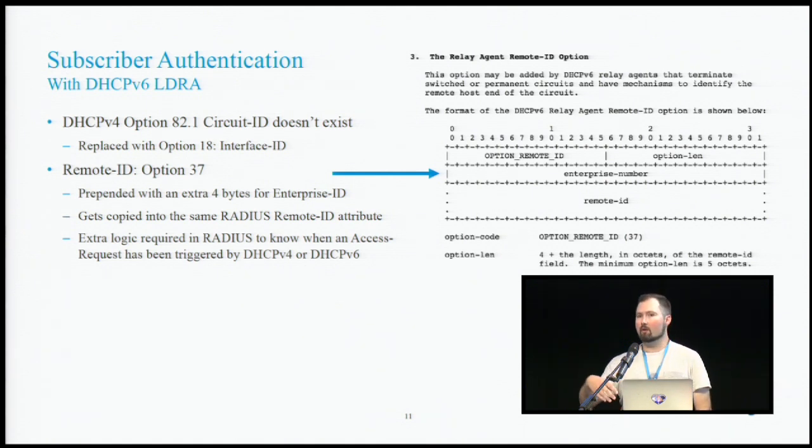Now, we don't really care whether that subscriber comes through a Huawei MSAN or Nokia or whatever. We just want that remote ID. So now the problem is we needed extra logic in our RADIUS platform to actually identify whether this access request authentication attempt was coming from a v6 triggered one or a v4. If it's coming from a v6, strip off those 4 bytes and you're left with it.